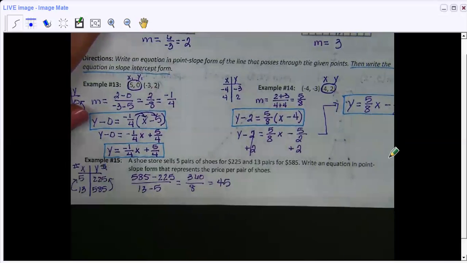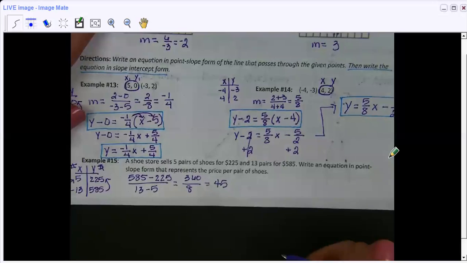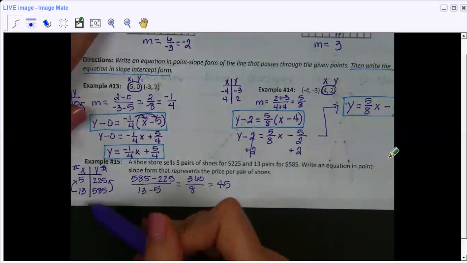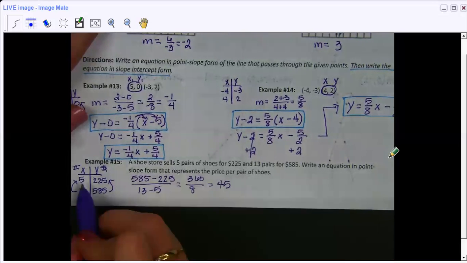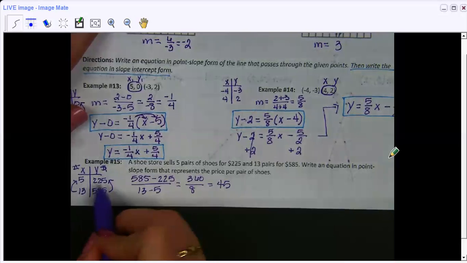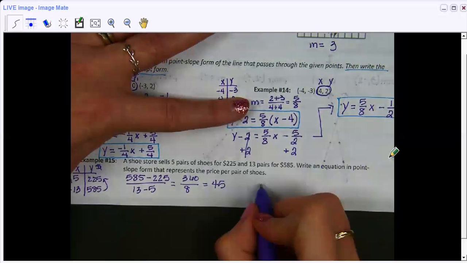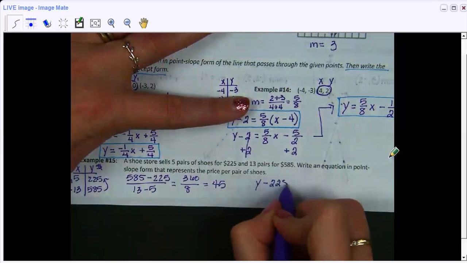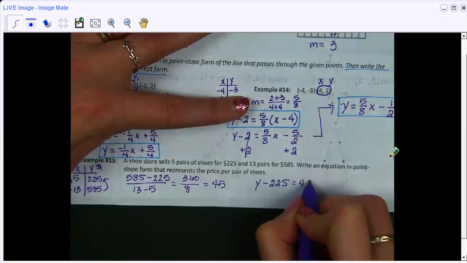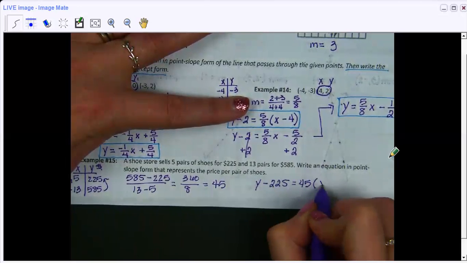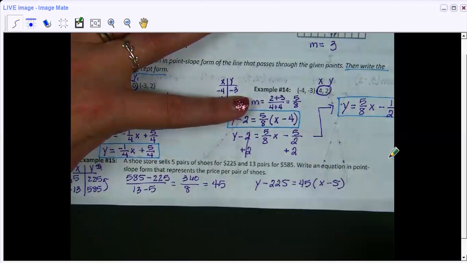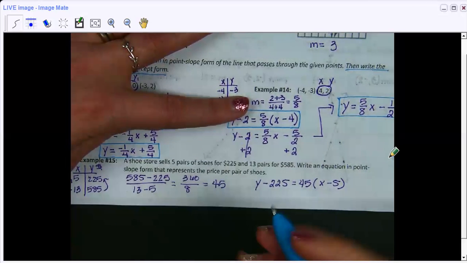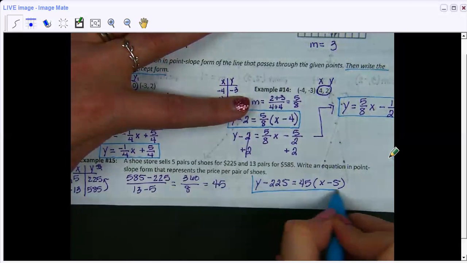So we have our slope and we have 2 points over here. I could choose either point. I'm going to choose the first point, 5 and 225, and write my equation. Y minus 225 equals 45 times x minus 5. And that is the answer.